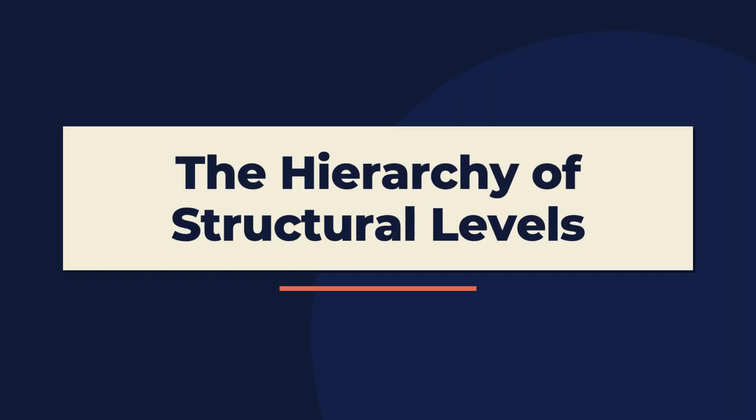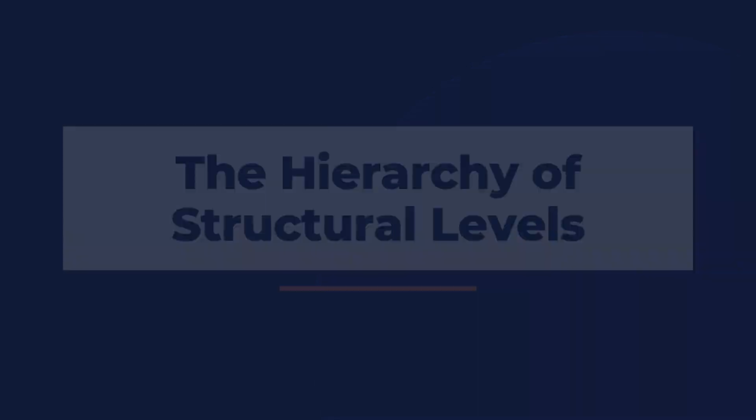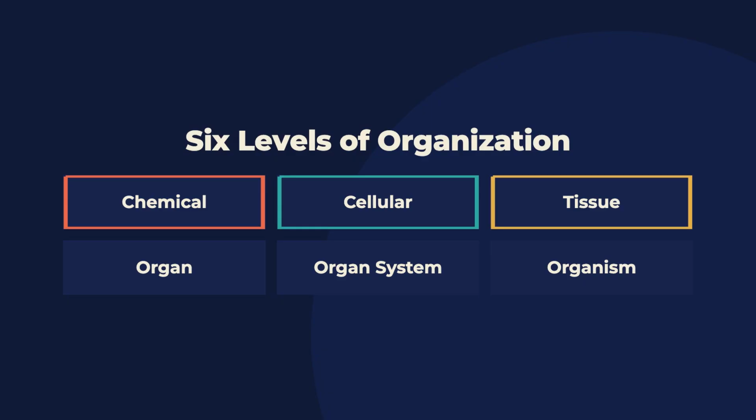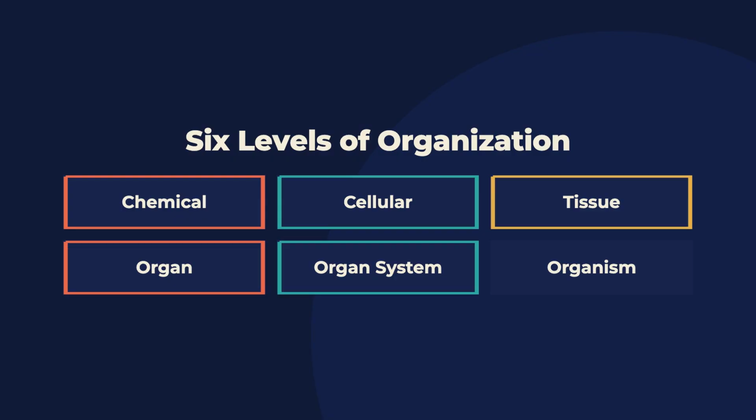A single misspelled letter in the hemoglobin gene can eventually harm an entire person because the body is built as a hierarchy, and damage at one level ripples through every level above it. The body is organized into 6 structural levels, each built from the one below it: chemical, cellular, tissue, organ, organ system, and organism. The cellular level is the smallest unit that can properly be called alive.